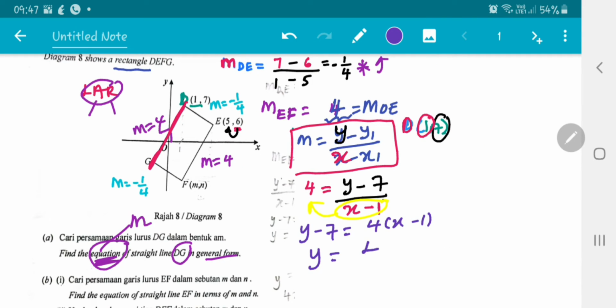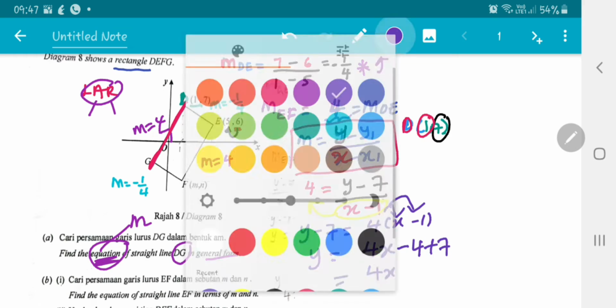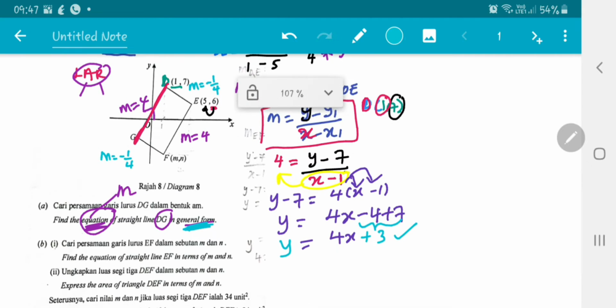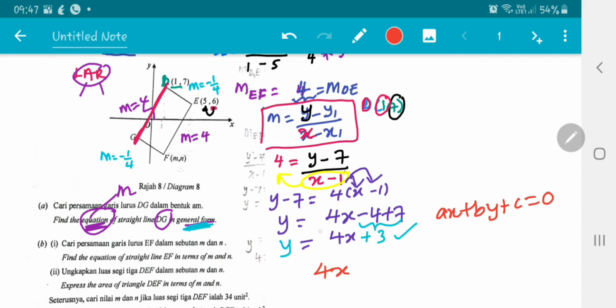So y equals to, okay, expand 4x minus 4, ni negatif jadi positif. So dapatlah 4x. 7 minus 4, positif 3. So dapat y equals 4x plus 3. Dia nak dalam general form. General form in maths is in the form of ax plus by plus c equals 0. Okay, so susun 4x, bawa y pergi sebelah jadi negatif y plus 3 equals 0. Done. Okay, that is the first part A.